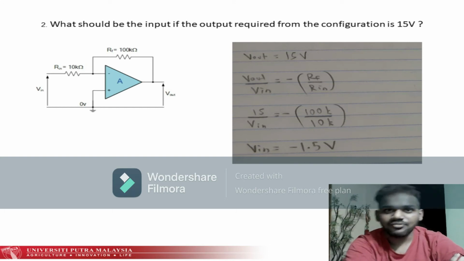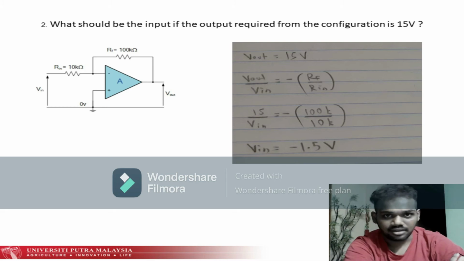Next, we have moved to the final part of our activity 2, and the question is, what should be the input if the output required from the configuration is 15 volt? This question is not the same as the previous one. This is because in the previous question, the name of the operational amplifier is clearly mentioned in the question itself, and that makes it easier to find out its output formula.